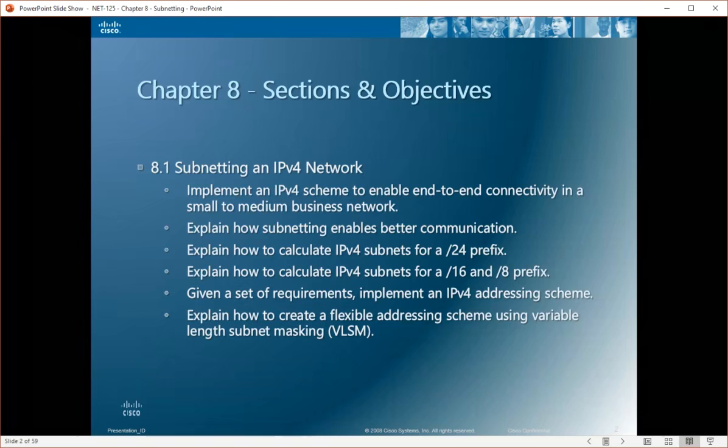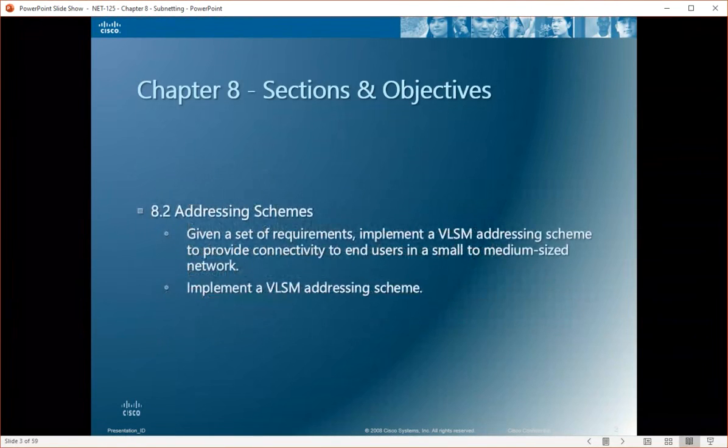We're going to talk about how to implement an IPv4 addressing scheme given a set of requirements, which is not an uncommon thing you'll see. And then how to create what's called a VLSM, or variable length subnet mask structure, a flexible addressing scheme. We're going to look at how to implement a VLSM scheme for end users in a small to medium-sized network.